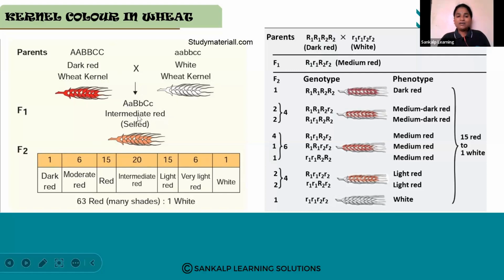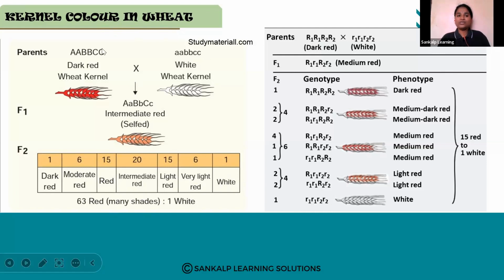So when intermediate or self-pollination occurred in this, we got 64 plants in total. In those 64 plants, 1 was dark red, 6 were moderately red, 15 were actual red, 20 were intermediate red, 15 were light red, 6 were very light red, 1 was white. See here, 63 red in many shades, and 1 white. So total 63 plus 1 white, 64. Fine. So this is a kernel color.